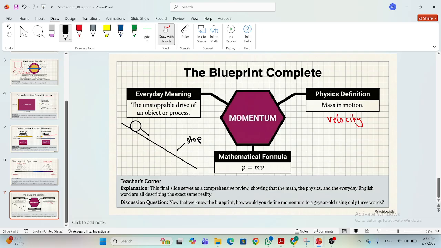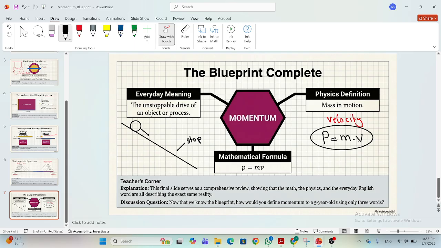But when we come to physics, we improve this meaning and we explain it by a formula like this one. P is equal to M times V. So this is exactly equal to the meaning of everyday life. For example, when an object is having motion, this force may be found by the multiplication of mass with the velocity.